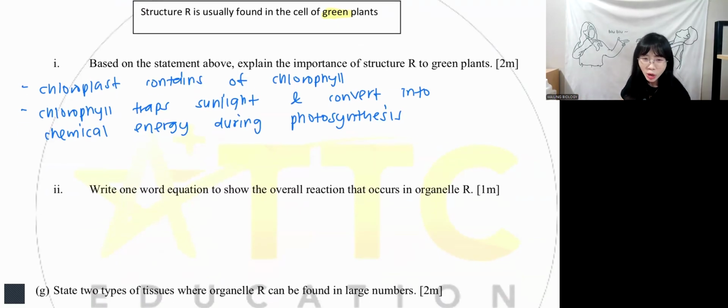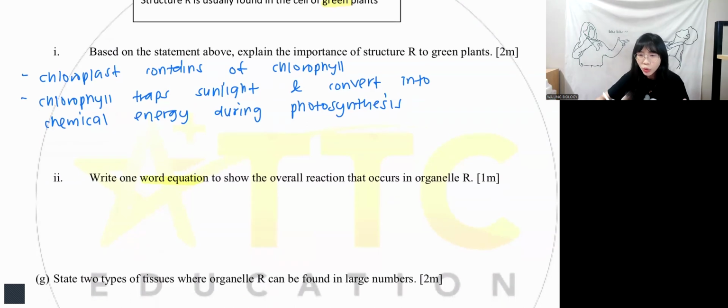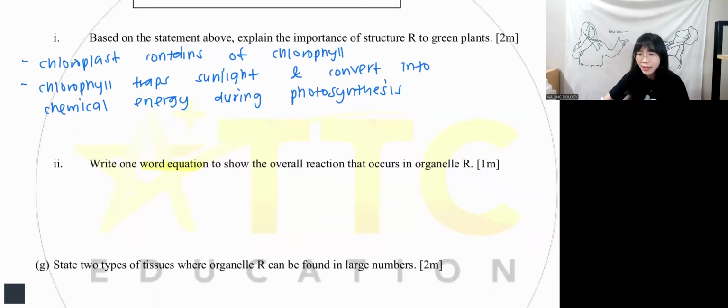Okay, write one word equation to show overall reaction that occurs in organelle R. Word equation. What does word equation here mean? It means you cannot write O2, CO2, H2O. We have to write water, carbon dioxide, oxygen. You cannot write chemical formula, but don't need to put it into a sentence. It's like an equation. To carry out photosynthesis, what do they need? Number 1, they need carbon dioxide, right? CO2, right? So you're going to write carbon dioxide. Not CO2, but carbon dioxide.